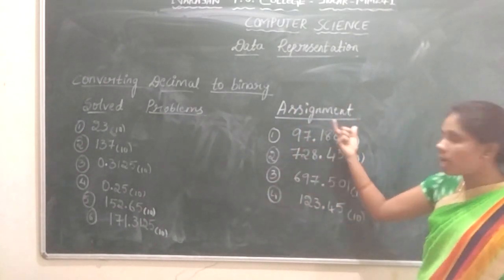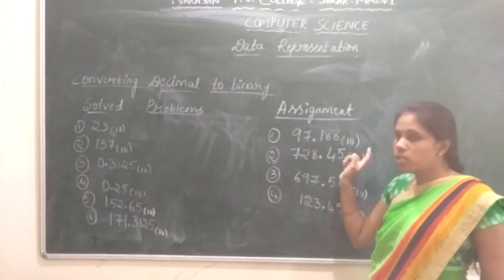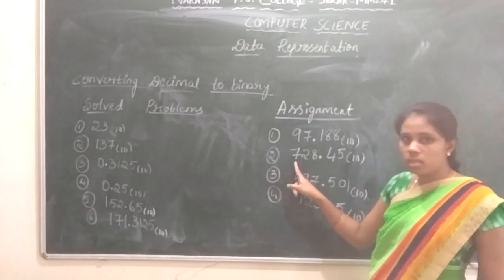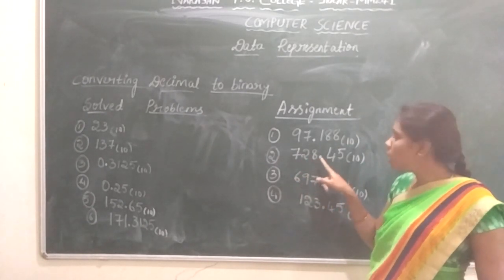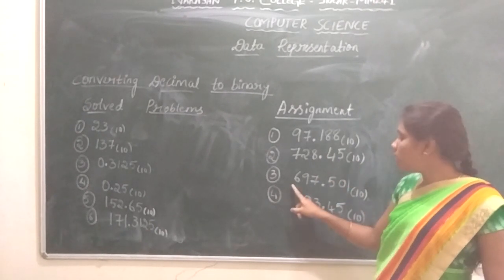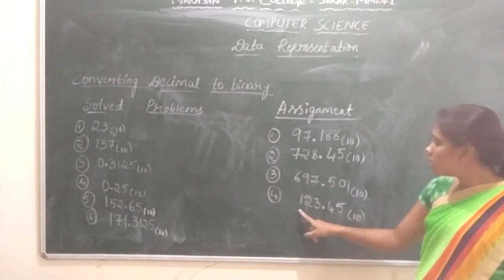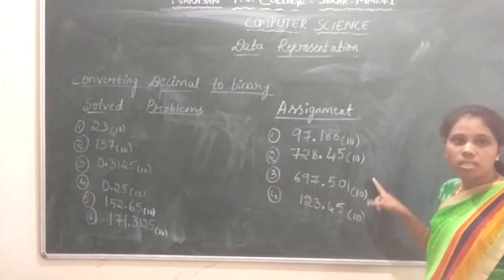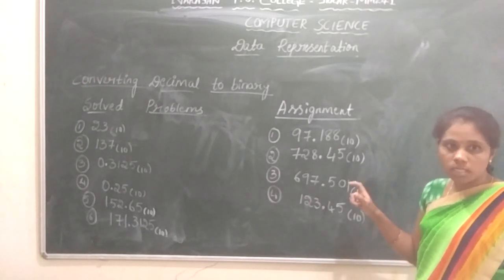Now take down these assignment questions and solve them. The first assignment question is 97.188. Second question is 728.45. Next 697.501, and 123.45. So solve these questions as an assignment, and if you have any doubt, put it in your assignment.